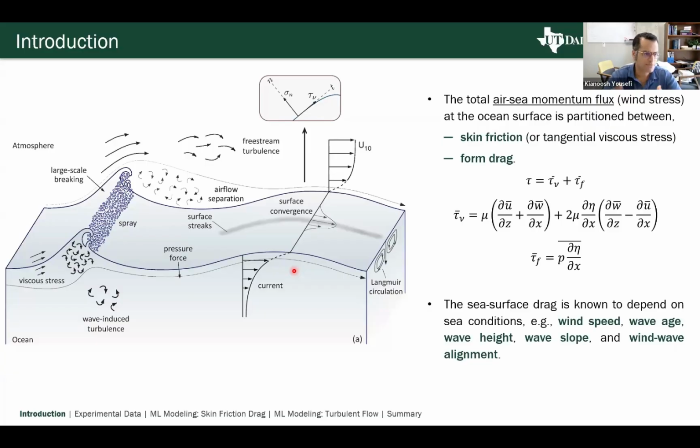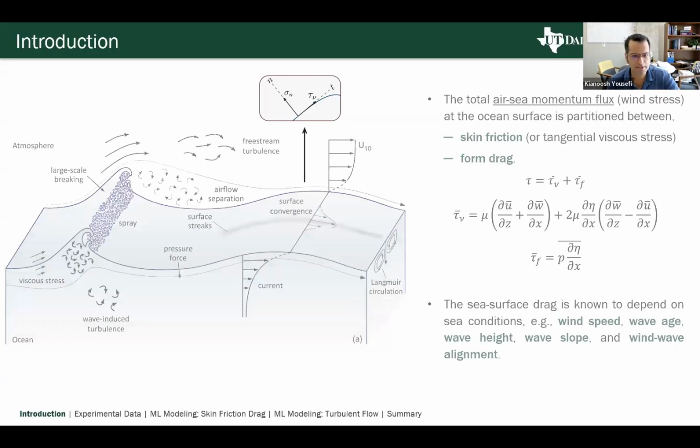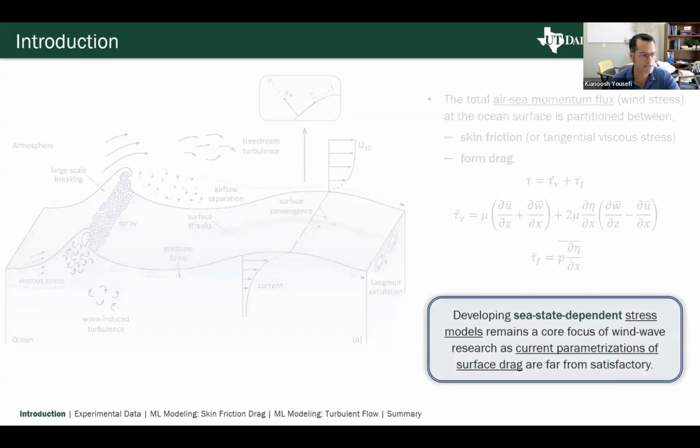But these processes or these fluxes are going to be affected by different sea conditions like wind speed, wave age, wave slope, and wind-wave alignment, or misalignment. So there are too many parameters, which makes the sea state dependent parameterization of RC fluxes quite challenging, and still it's of interest to be able to have that kind of parameterization.